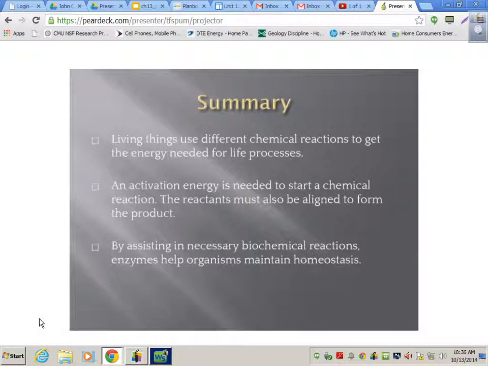So we've talked about quite a few things. Living things use different chemical reactions to get the energy needed for life processes. There is such a thing as an activation energy that's needed to start chemical reactions, and the reactants must also be aligned to make the product. So alignment and enough energy for a reaction to occur need to happen. There are special biochemical reactions that use enzymes to reduce that amount of energy to maintain homeostasis, okay? They hold things in correct alignment and reduce the amount of activation energy needed for the reaction to occur, thus making you more efficient and preventing energy loss. Yes?